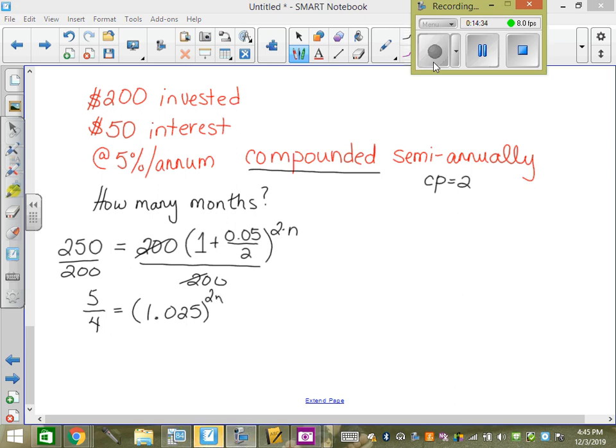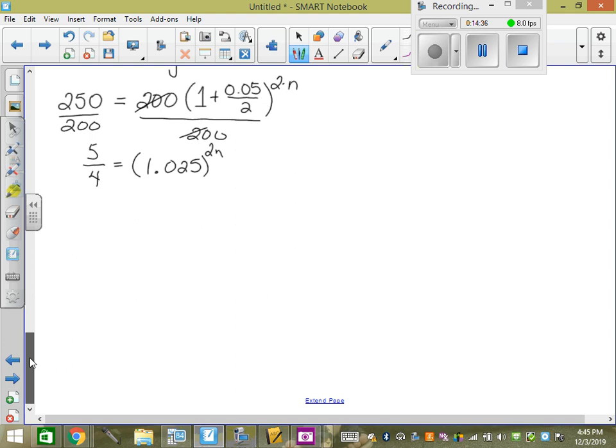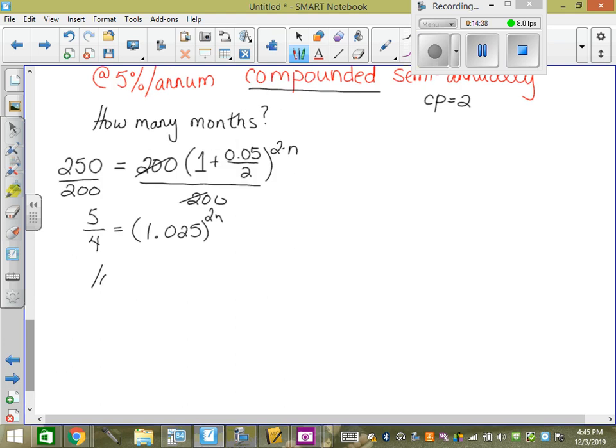Then I can convert it to a log again, or I can y1, y2 it if it's not a written response word problem. And I'm going to get log base 1.025 of 5 over 4 equals 2n. And then I just have to divide by 2. N equals, type it into my calculator, log 1.025 of 5 over 4. Hit enter, then divide by 2. And it's going to be 4.5184, so it's a little faster.